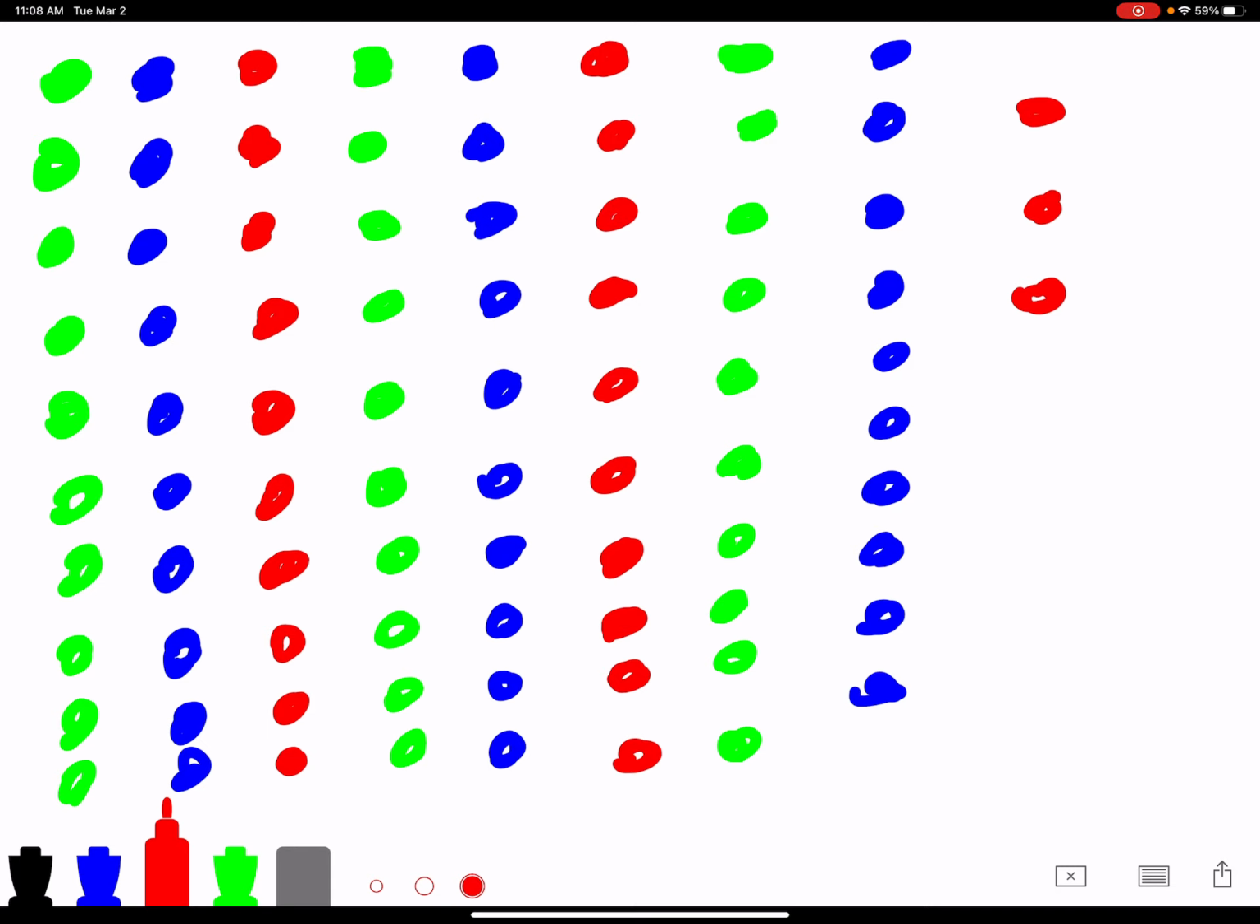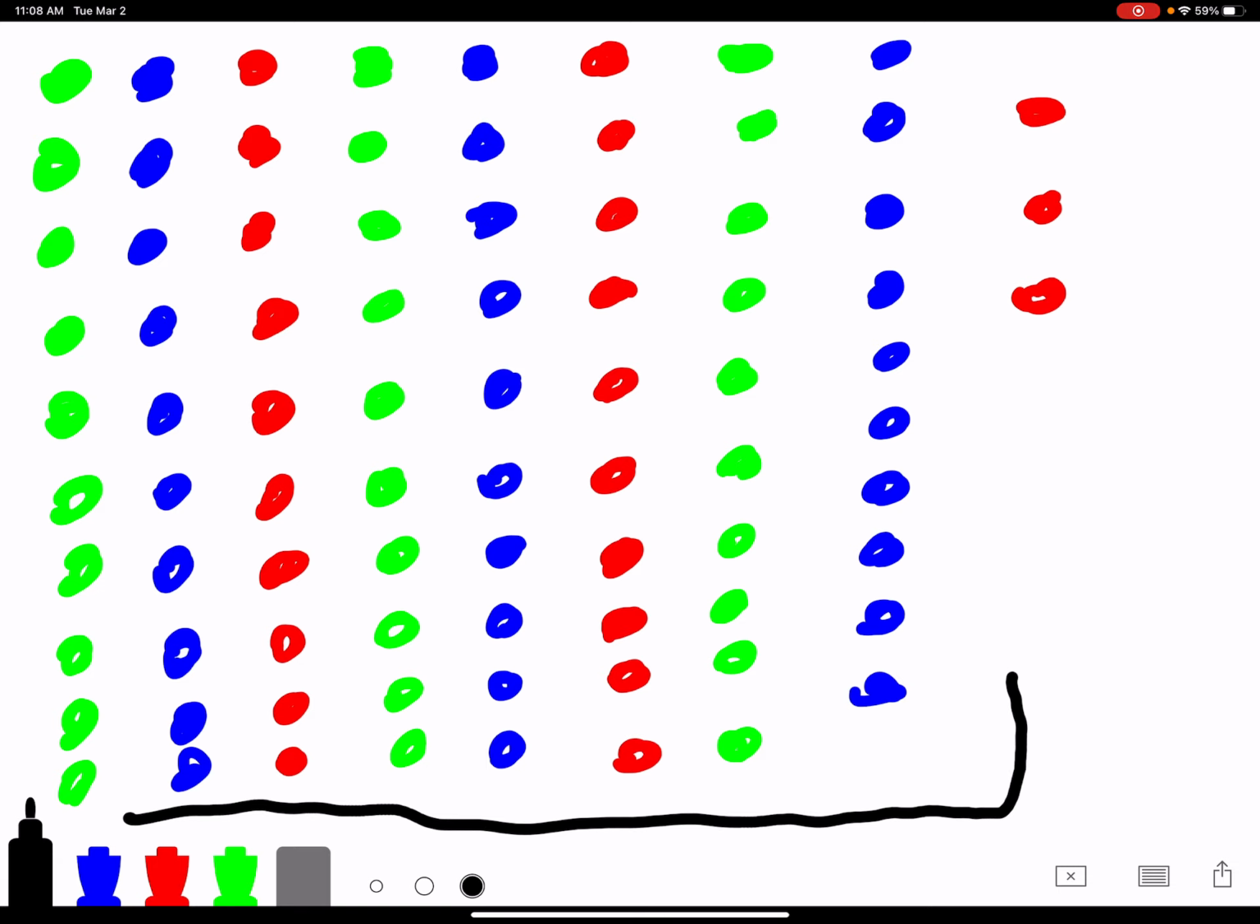Okay, but I'm going to give you a hint. If we look at these rows, starting from the green to this blue, there's 10 in each. So if we count 1, 2, 3, 4, 5, 6, 7, 8, 9, 10, there's 10 there. And then there's 10 here. 1, 2, 3, 4, 5, 6, 7, 8, 9, 10.